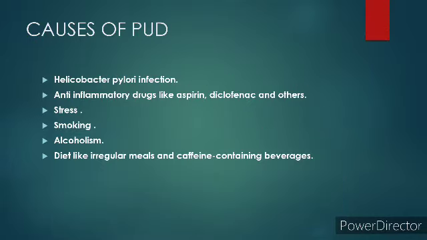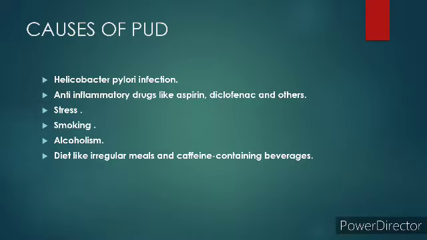We go to the causes of PUD. PUD, remember, means peptic ulcer disease. The first cause is a gram-negative bacteria, Helicobacter pylori. This bacteria goes in and invades the mucosa of the digestive system.